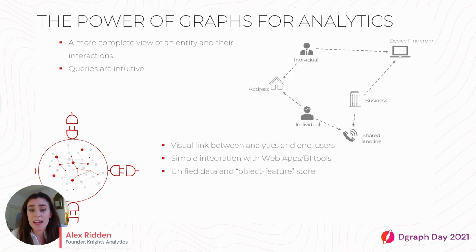And then finally, if you actually generate features on top of that graph and store them back in the graph, you can start to treat your graph as a kind of feature store, or an object feature store, so that every entity or relationship within your graph, you can start to enrich with the queries that you might be running on top of your graph.